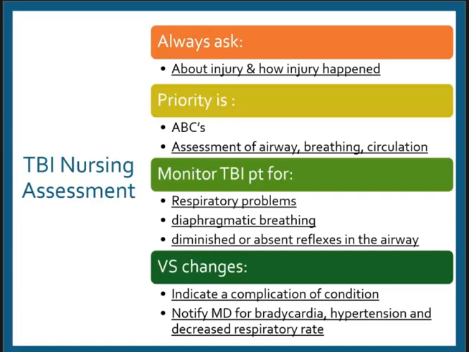Vital sign changes. So if your systolic blood pressure is going up and your diastolic is dropping and the heart rate's dropping and the respirations are dropping, that's your Cushing's triad. That's going to be an indication that there's increased intracranial pressure. So notify the doctor. Bradycardia, hypertension, decreased respirations.